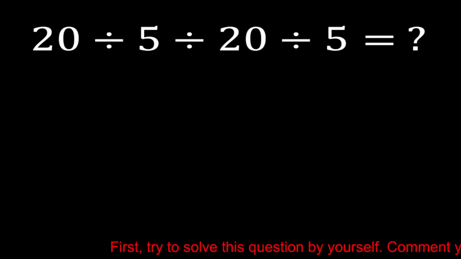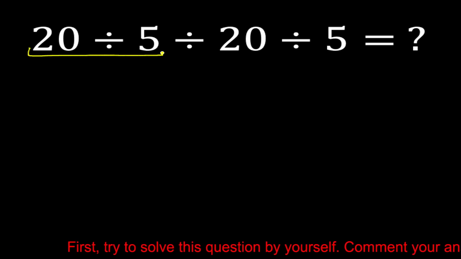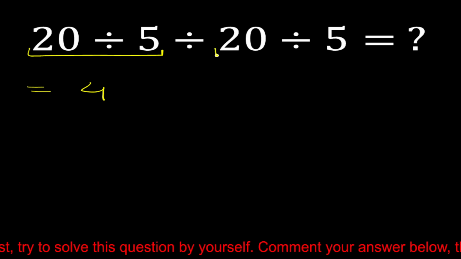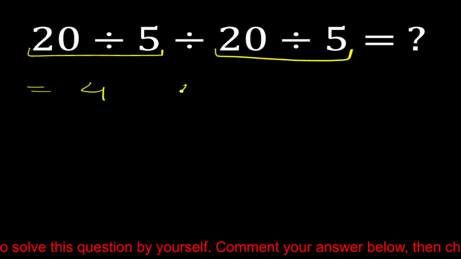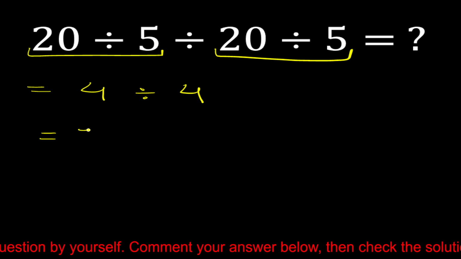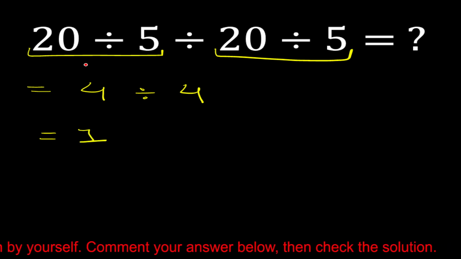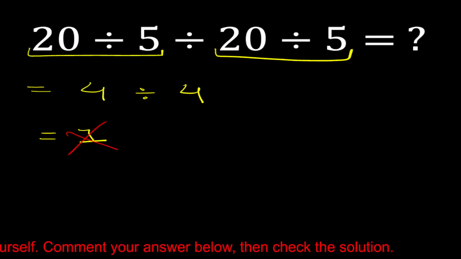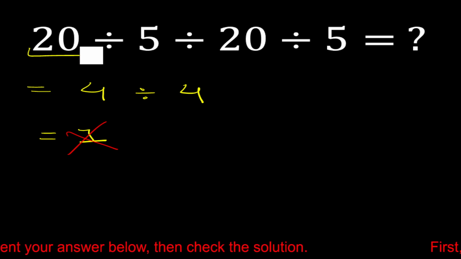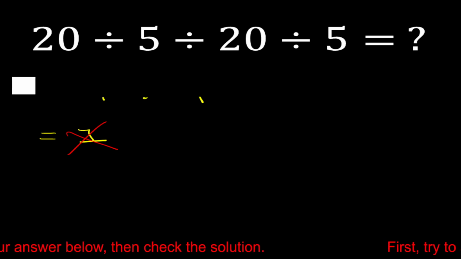So most people solve this question like 20 divided by 5 is equal to 4. Then again 20 divided by 5 is equal to also 4. Now 4 divided by 4 is equal to 1. But this answer is not correct. This answer is completely wrong. Okay. So now let's solve this problem correctly by using a PEMDAS rule.